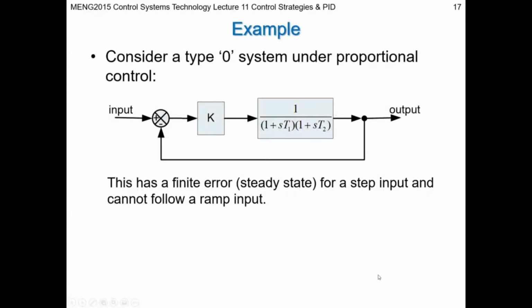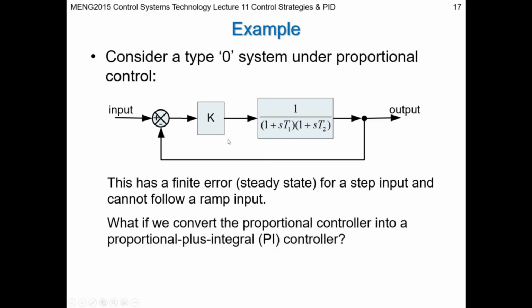We know from our previous lectures that when you have a type 0 system, then it can follow a step input, but it's going to have a steady state error. It can't follow a ramp input, right? So if we just have a proportional gain, then that's going to be the condition. What if we convert the proportional controller K into a proportional plus integral controller, or PI?